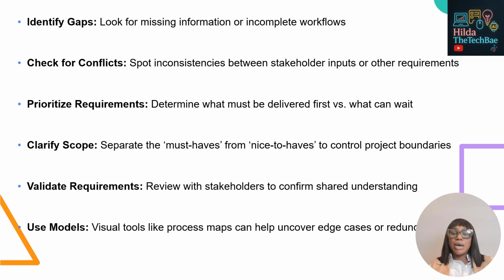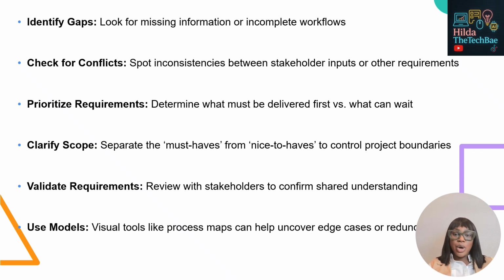Then you check for conflicts. Maybe, for example, two teams want the same field labeled differently. These kinds of clashes need to be resolved early in the project. Then you prioritize the requirements. Not every requirement is equally important. Identifying which ones are critical helps with planning. So we use the technique called MoSCoW: must have, should have, could have, and won't have to guide requirement prioritization.